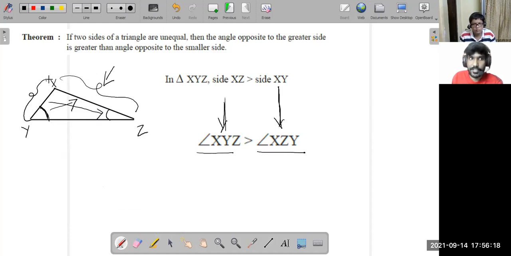This side is greater than this side. Angle which is opposite to XZ is angle XYZ, and angle opposite to XY is angle XZY. So what it says, angle which is opposite to the greater side is greater than the angle opposite to the smaller side. Understood?